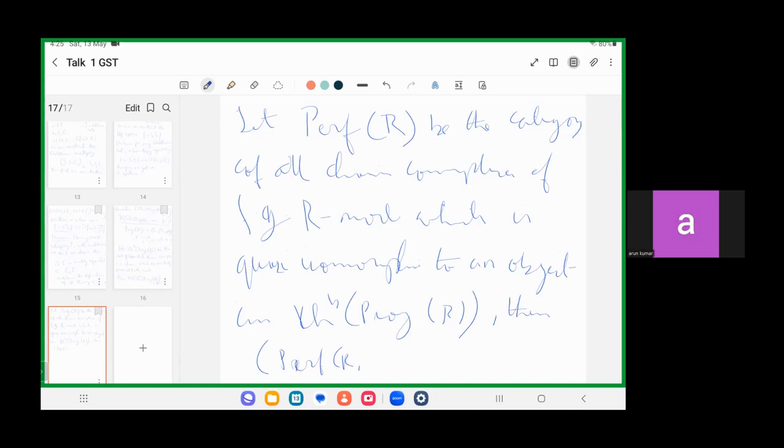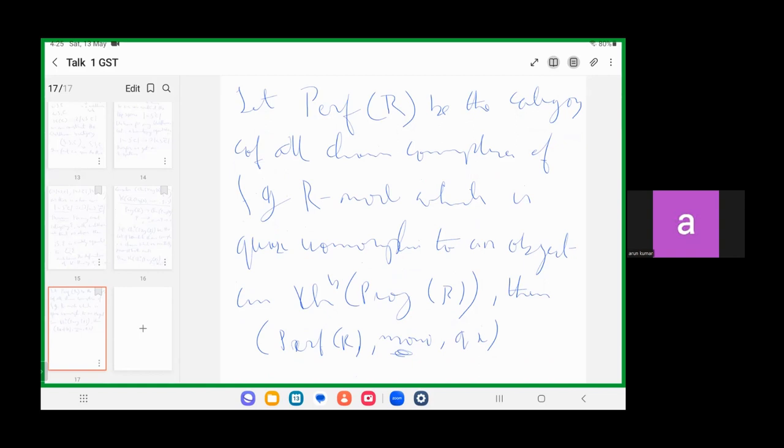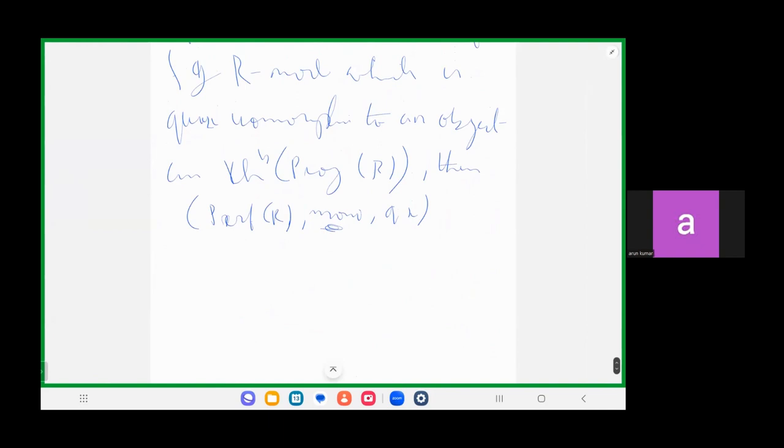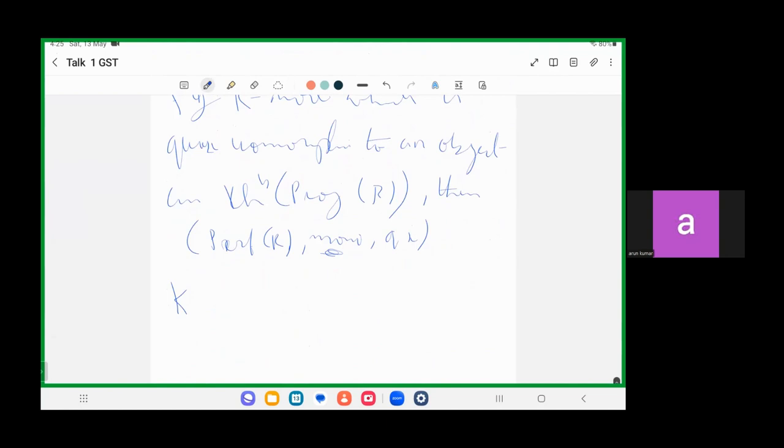Then take perfect R modules with some corresponding family of monomorphisms, which we have to define, and quasi-isomorphisms. So the K-theory space of this perfect R module category, this also Waldhausen category, is actually isomorphic to the K-theory space of bounded projective R modules. You can intuitively see this, because we only care about things up to quasi-isomorphism, and everything here is already quasi-isomorphic to something here. And in fact, this is the category that we most deal with when we want to compute K-theory of projective R modules, etc.